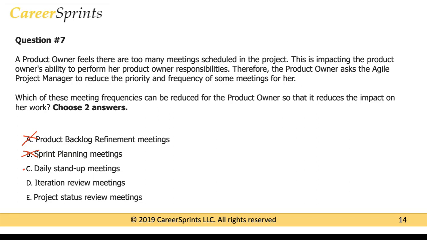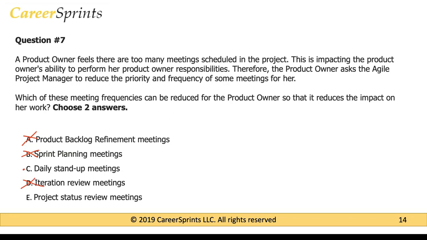Iteration review meetings. Iteration review basically means a sprint review meeting. So when we talk about an iteration review meeting, this is where the team is doing a demonstration to the customer. So the product owner also has to be there in this meeting, to receive feedback from the customer or the end users, to update the release plan or to update the product backlog. So the presence of the product owner is extremely critical and essential in this meeting. So this will also be the incorrect answer.